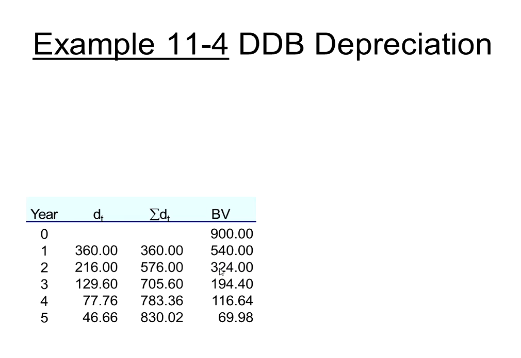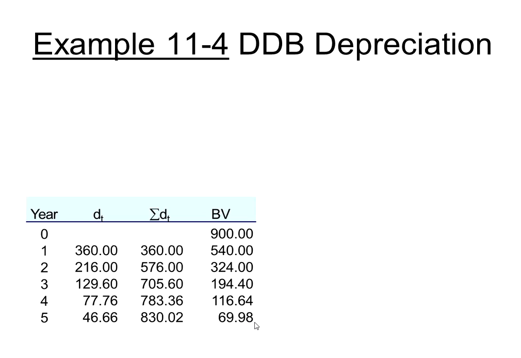And so then to find this next one, D3, we use the BV2. So this 324 is multiplied by 2 over n, 2 over 5. And so again, what we get is now 129.6. Then summing all these will get us this. And when we subtract this from the 900, which is our basis, we get this much, and so on all the way at the end. And see here, it's almost approximately 70. It's not exactly 70, but approximately 70.